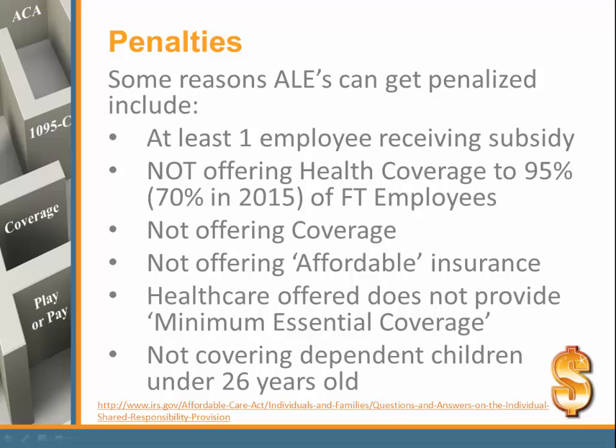Also, if the employer does not offer coverage at all, or does not offer affordable coverage, or if they do offer health care but that does not provide minimum essential coverage. Also, if the insurance does not cover dependent children under 26 years of age. These are just a few of the reasons an employer might get penalized. Please make sure to review your plan with an ACA expert to ensure that you are in compliance.